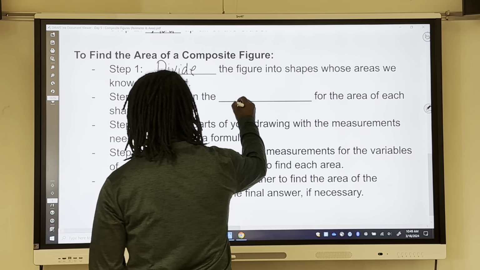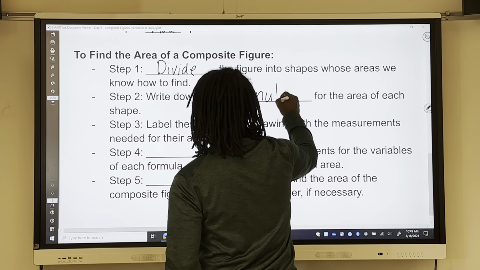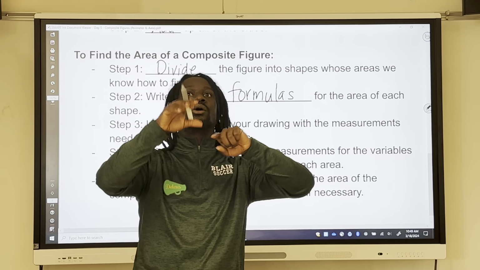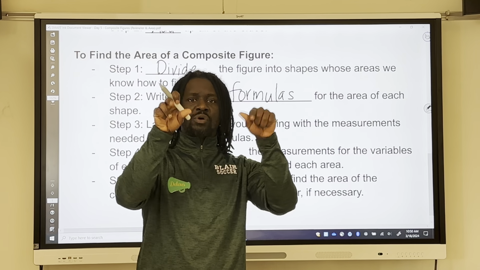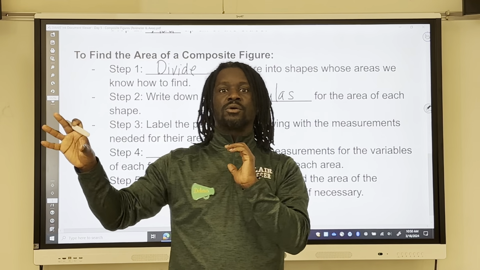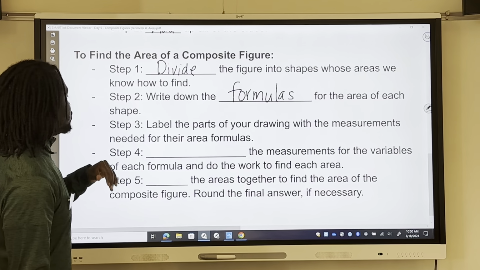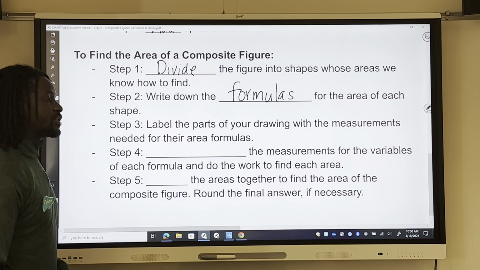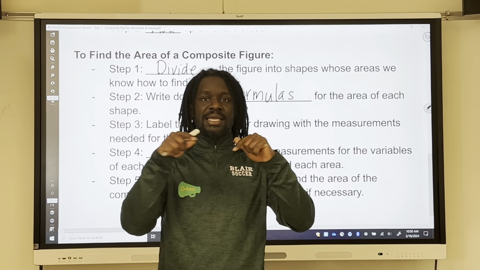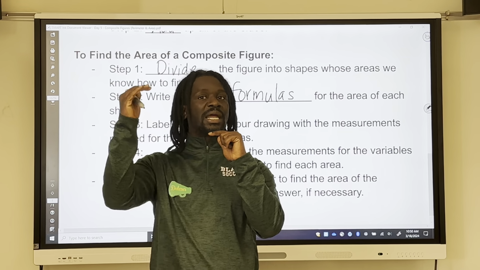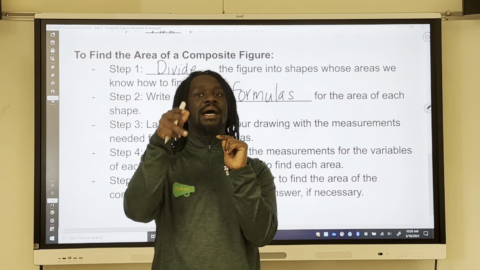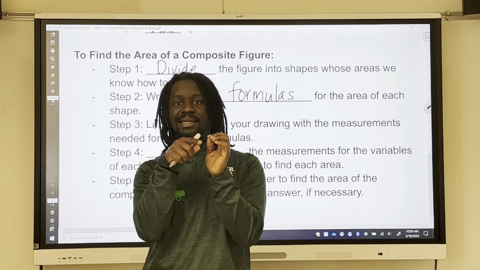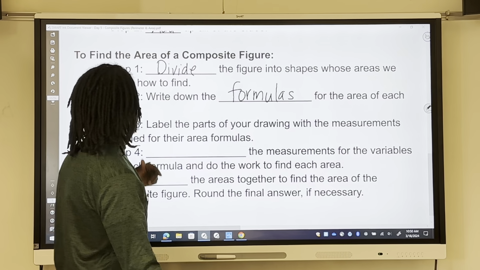Step two is we're going to write down the formulas that we need in order to find each shape. So if I got this triangle, what's the formula for a triangle? If I got this rectangle or this square, what's the formula for a rectangle? Once you do that, you're going to label the parts of your drawing with the measurements needed. So if I have a triangle, I know my formula is 1/2 base times height, so I need to make sure I know what my base is and what my height is. If I have a rectangle, I have to make sure I know what my length is and what my width is. So that's what labeling means.